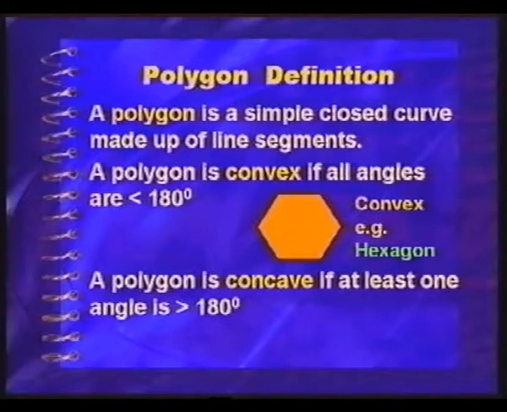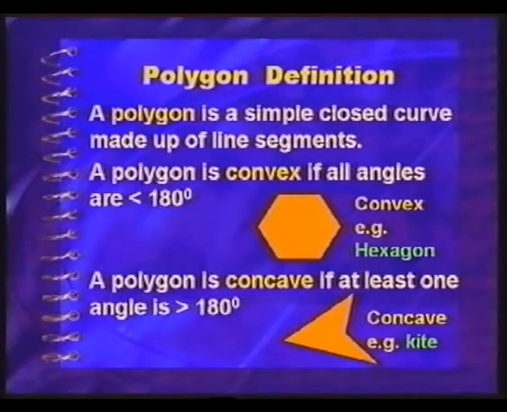And a polygon can also be concave, and in that case you get an angle that might be bigger than 180, like in a kite. A kite is a typical concave polygon. Now there are various types of polygons, and some of them have been given quite complex names. Of course we know some very easy ones, like the triangle. So let me now go through a list of these names.